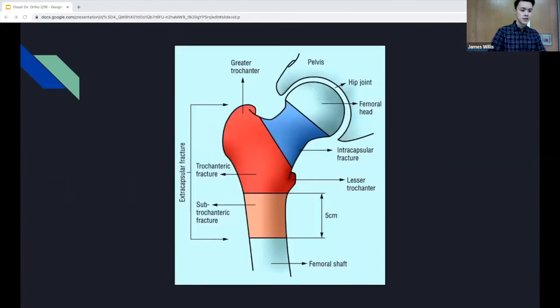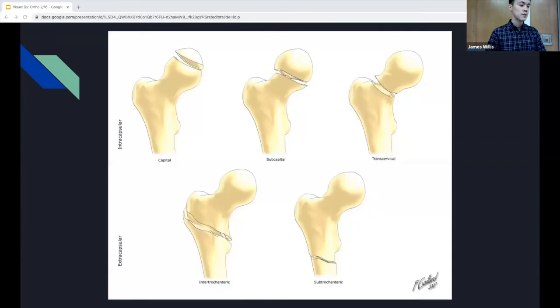So here is a diagram. Most importantly, we want to know if we're up to the trochanter. If it is after the trochanter or involves the trochanter, it's an extracapsular fracture. If it's before that or proximal to that, it is an intracapsular fracture, right? Here are also different delineations. So intracapsular versus extracapsular are the big categories.